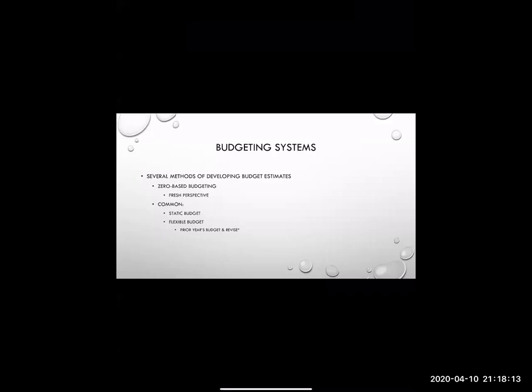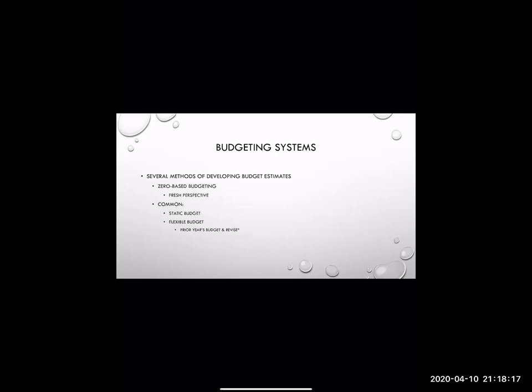Welcome back, guys. We will now be taking a dive into budgeting systems and looking at the different methods of developing budget estimates, okay? So different perspectives, but we will definitely dive into all of the different types of budgets some way, somehow. So the first method of developing a budget estimate is a zero-based budget.